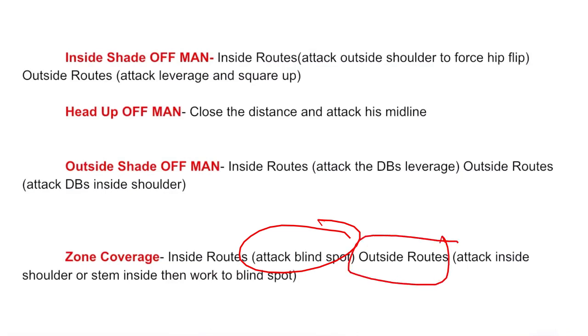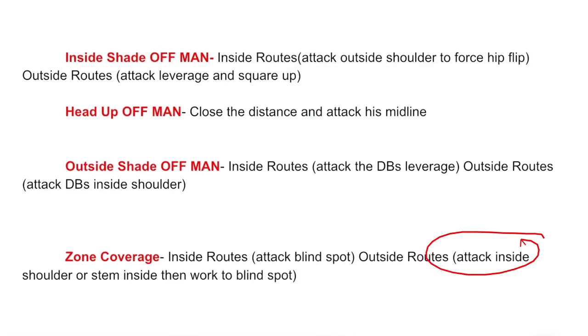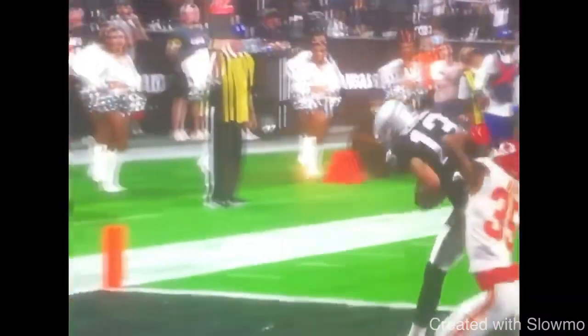With an outside route, you could also attack the blind spot, but you could also attack the inside shoulder. And that's what we're going to be talking about today. That's the example. Or you could stem inside, then work to the blind spot to threaten that DB vertical on maybe a route like a comeback, right? So let's watch this clip full speed.